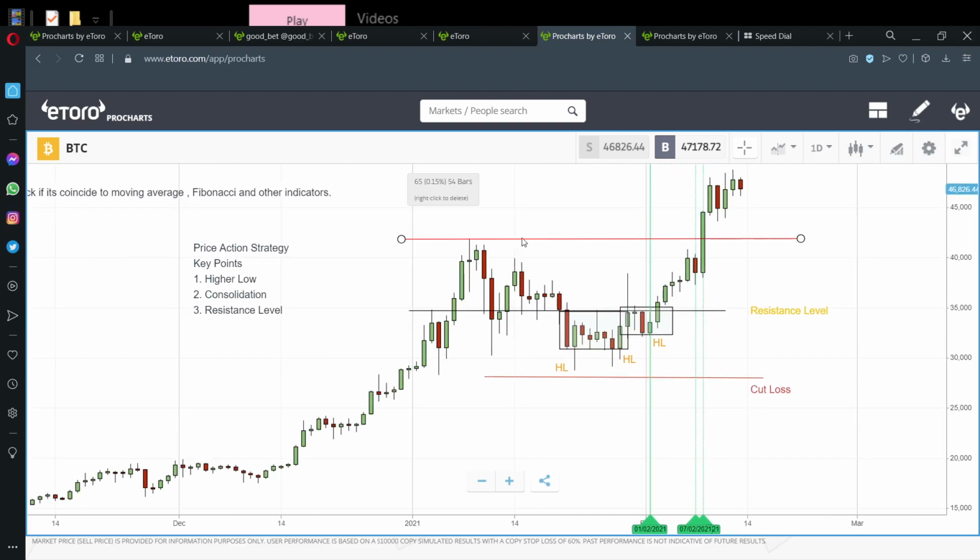After reaching this highest level, it's followed by a major pullback. It reached this low before it bounced and consolidated. It rallied, but it was rejected at this resistance level.